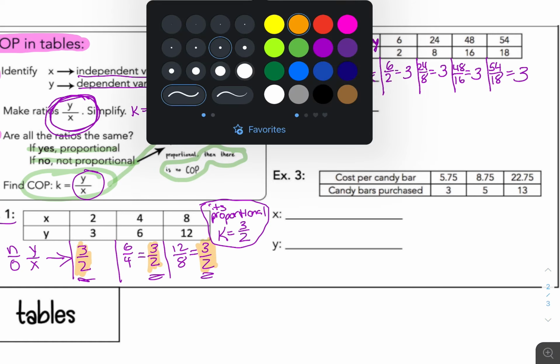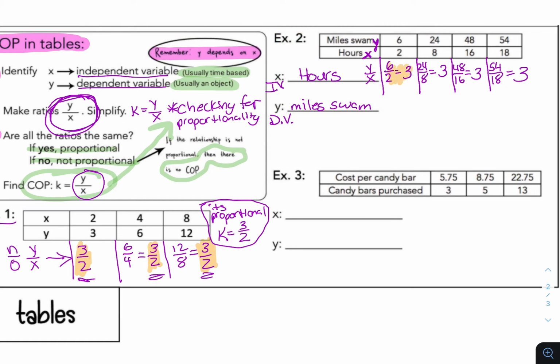Do you see how all of your ratios simplified to be the same number, 3? That means that yes, it's proportional. And k equals 3. So not only do we know it's proportional, but we know the constant of proportionality, also known as k, is 3. If you're feeling confident, go ahead and give number 3 a shot. If you're not, stay here with me.